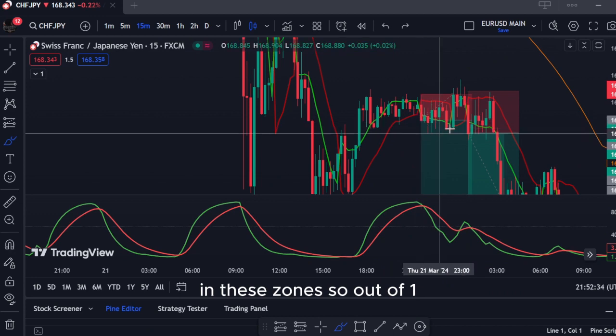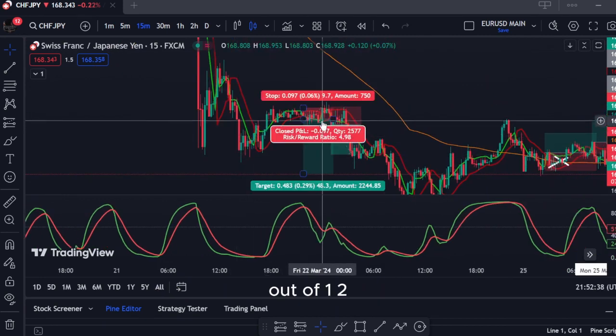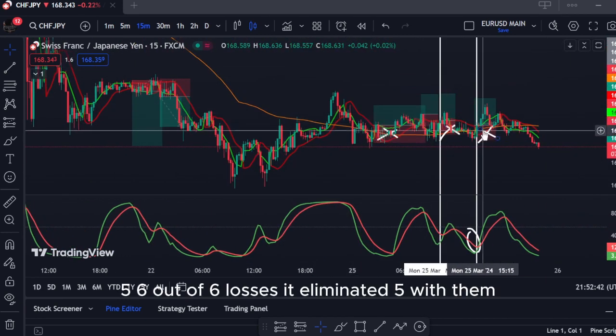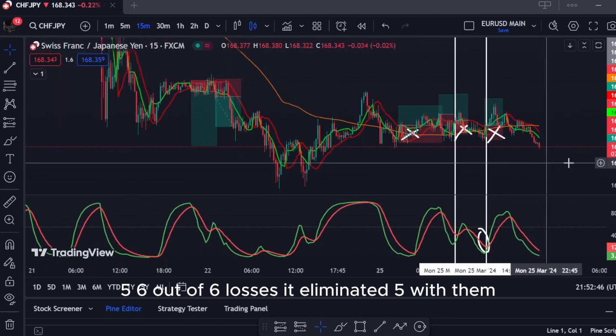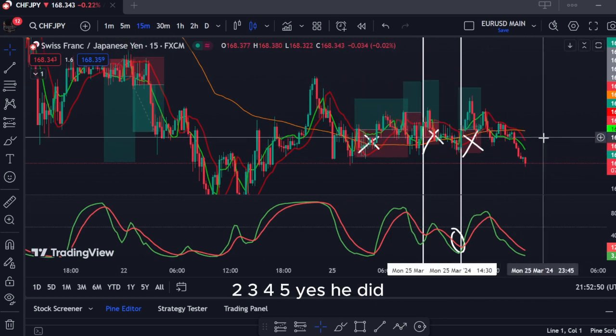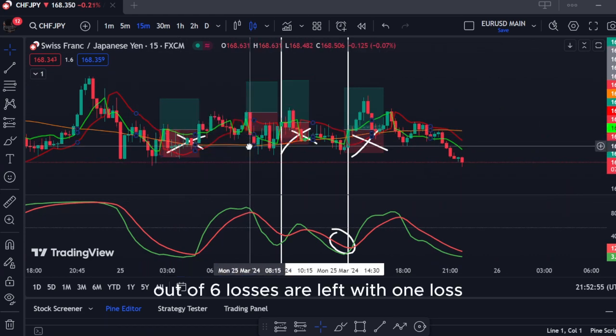So let's count all the losses we would have taken from this random zone. 1, 2, 3, 4, 5, 6. Out of 6 losses, it eliminated 5 of them. That was crazy, guys. 1, 2, 3, 4, 5. Yes, it did. It eliminated 5 losses out of 6 losses and left you with 1 loss.